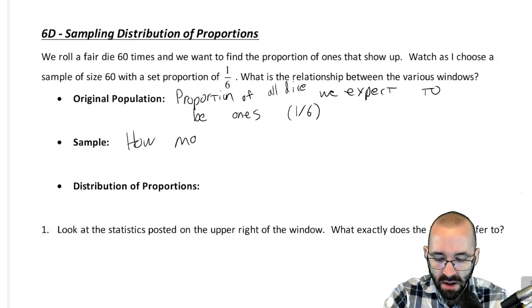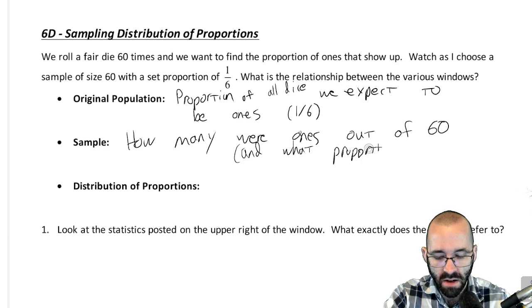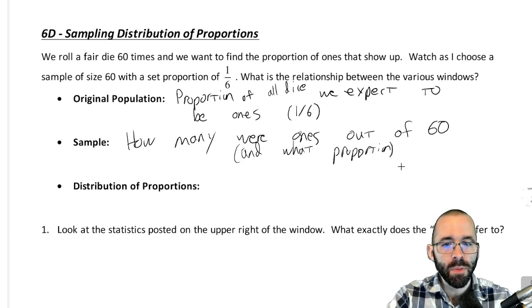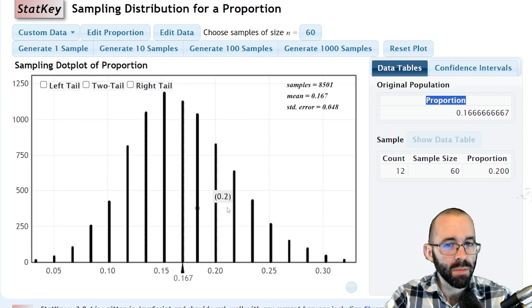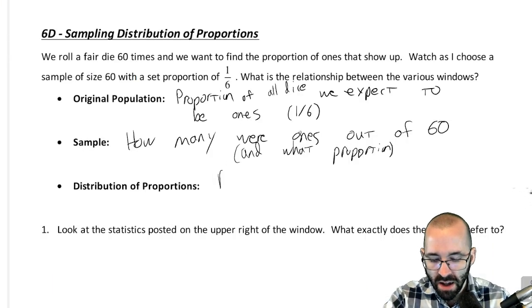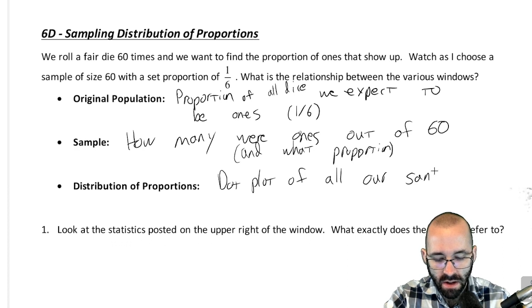Okay, how many were ones out of the 60 we looked at? And then also what proportion is that? The distribution of proportions, that was this window, right? That was a dot plot of all our samples. I can't write the word samples.